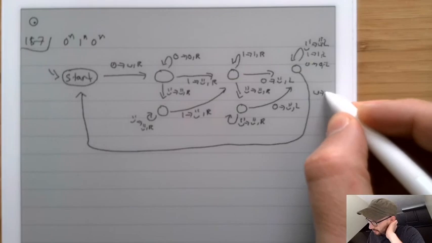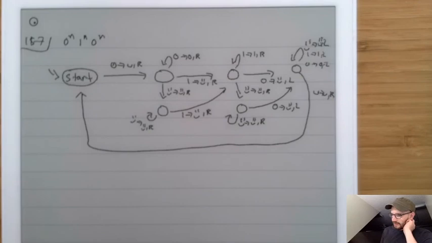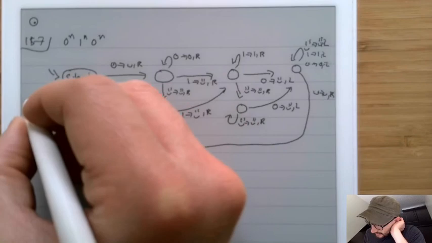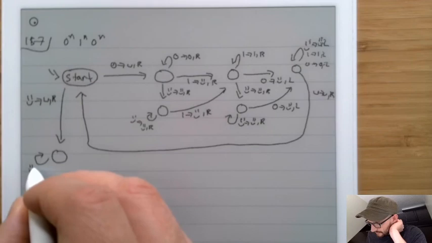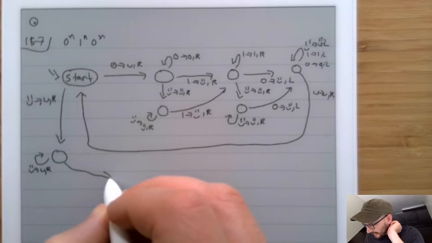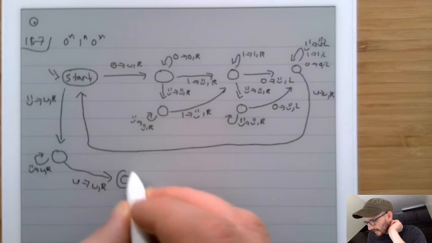Okay, so then what happens if the very first thing that we saw was not a blank but a smiley face? If the very first thing we saw was a smiley face, then we will turn that into a blank and move right. Now at this point, we're going to consume all the smiley faces, and we're just going to loop there. And if we eventually get to a blank, then we'll turn it into a blank, move right, and at that point we'll accept.